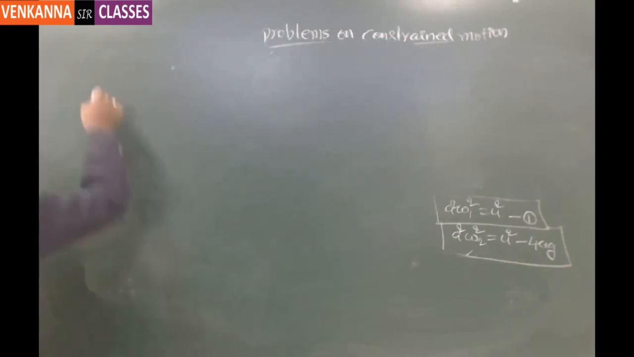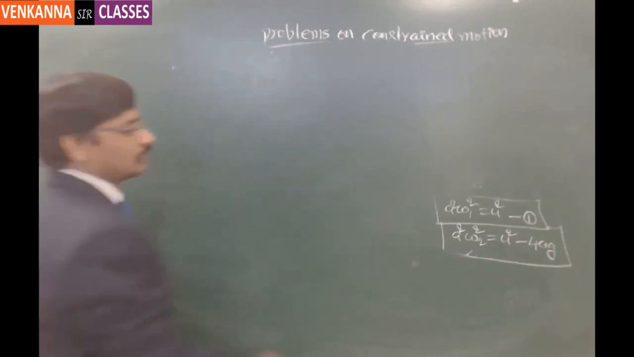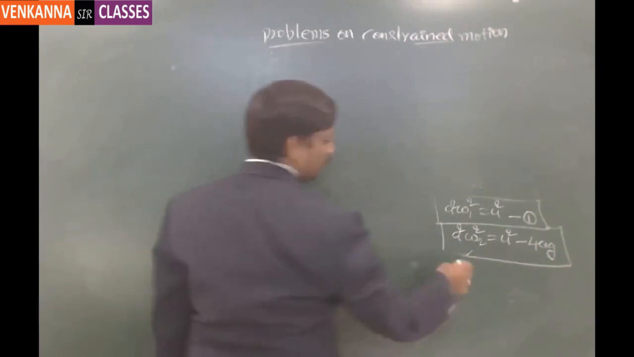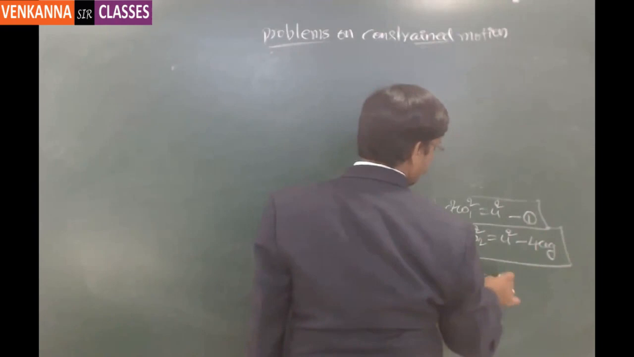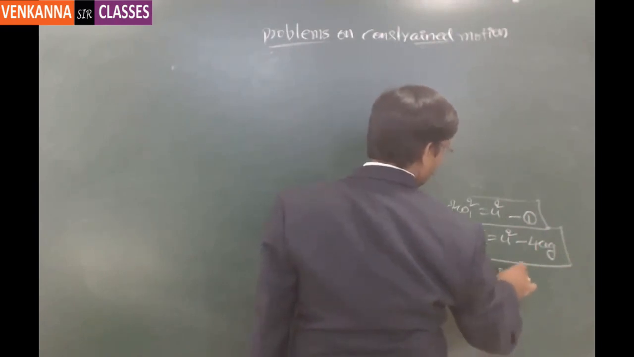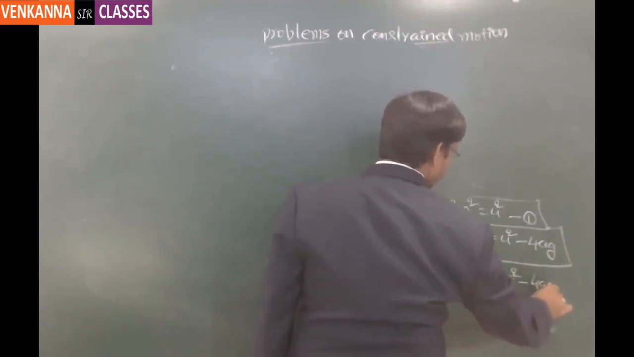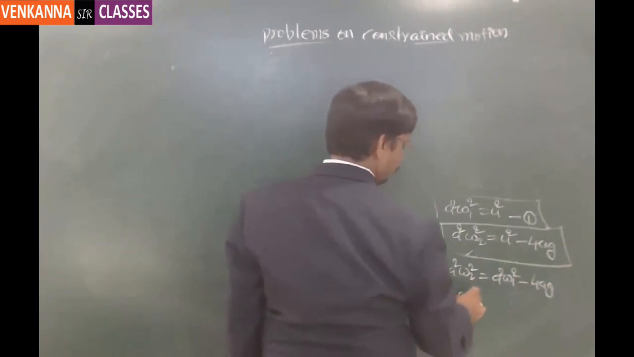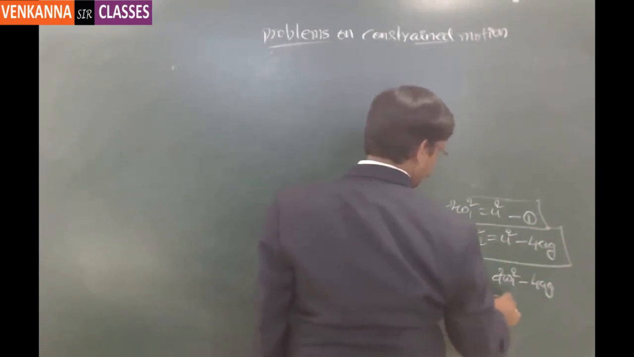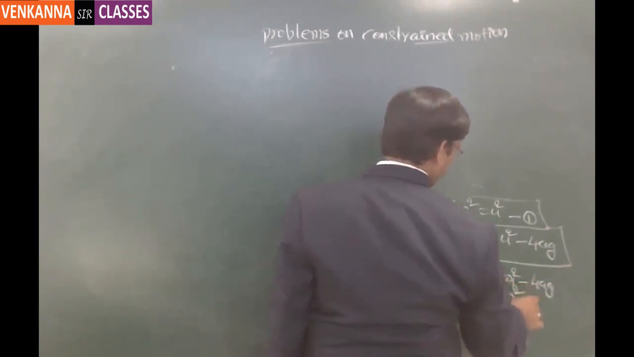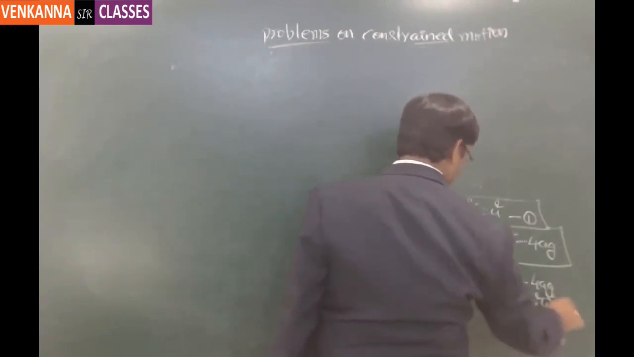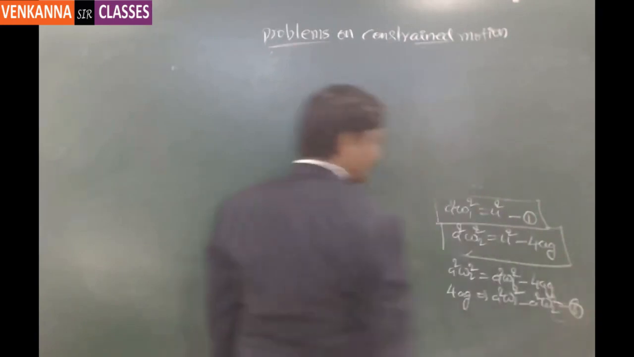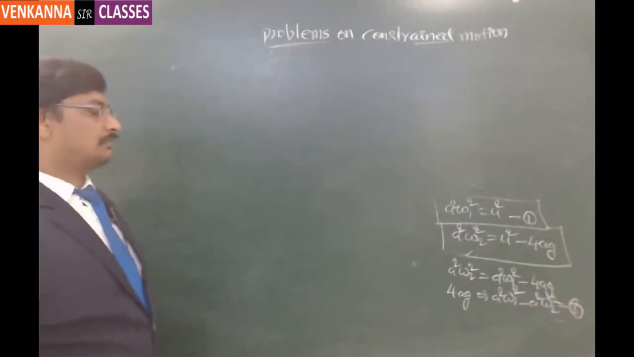So we have got a square omega 1 square is equal to u square, and if I substitute in this equation, then we are going to get a square omega 2 square is equal to a square omega 1 square minus 4ag, or 4ag equals a square omega 1 square minus a square omega 2 square. So this is the third equation, from which we can get the relation for ag, right?